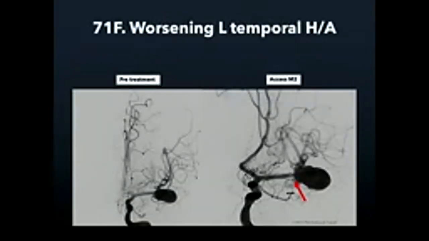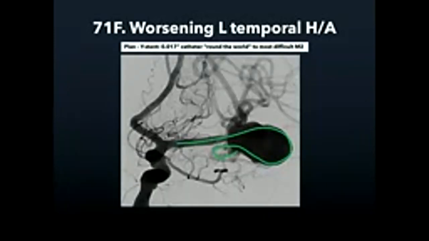So not too long after I treated her, this lady came along with worsening left temporal headaches and this big aneurysm, and she was very keen to have this treated endovascularly, and to be honest, I was quite keen to treat it endovascularly. It looked interesting to me. The difficulty obviously was going to be where that arrow is, the access to that M2 outlet inferiorly.